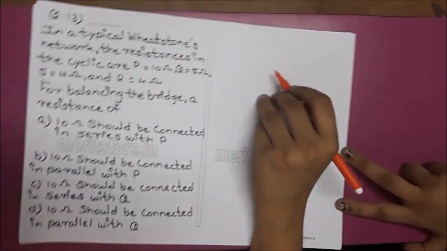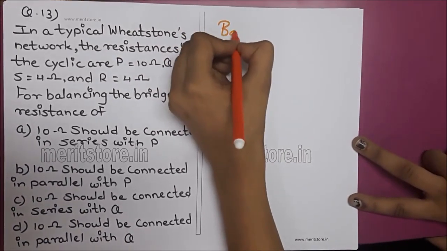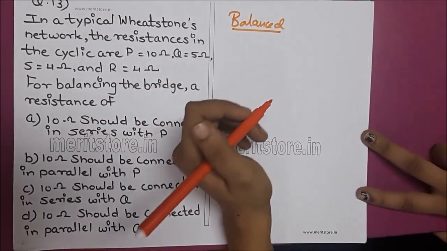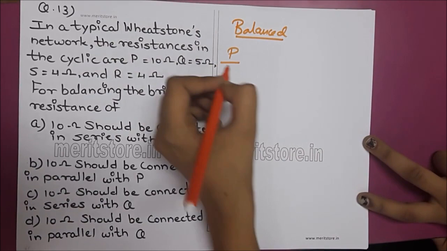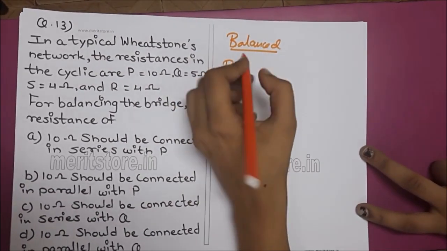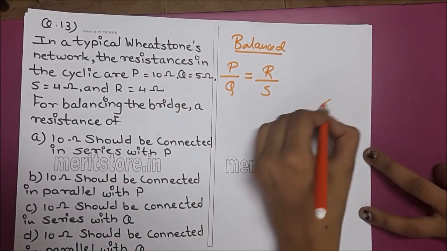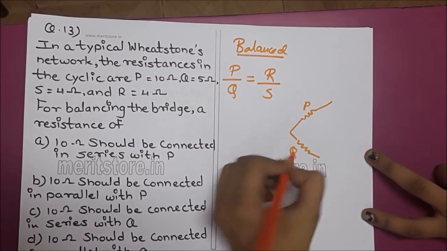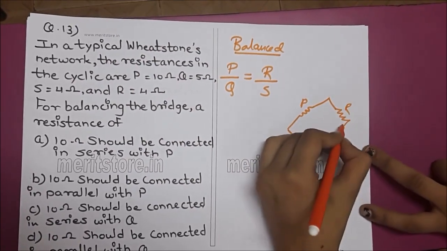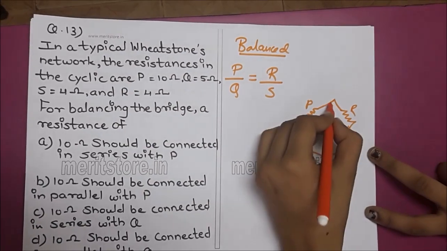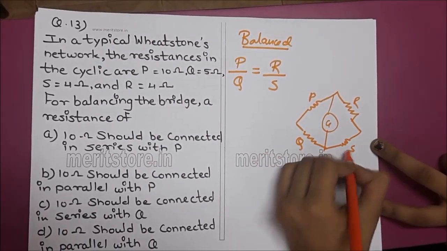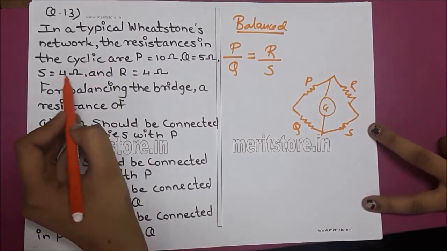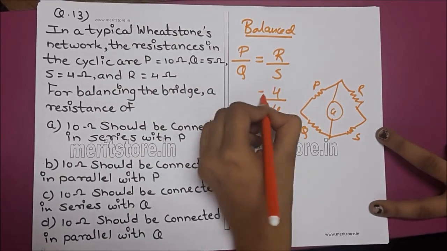So now we want to make this Wheatstone's bridge balanced. When you have a balanced Wheatstone's bridge, all the 4 resistances are in the ratio. So here I have 4 resistances. Let's name them as P by Q is equal to R by S. So here I will have P, Q, R, and this is my S. So P by Q will be equal to R by S. My R and S, both of them are 4 and 4. Therefore this is 4 by 4.